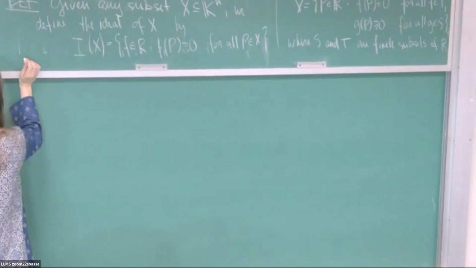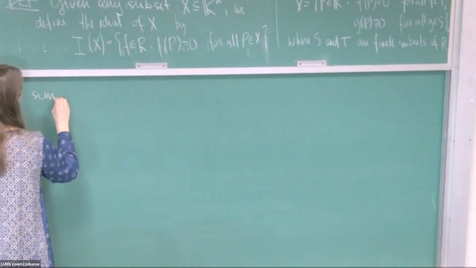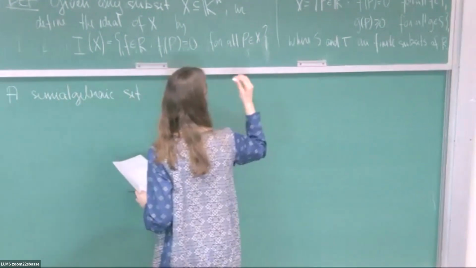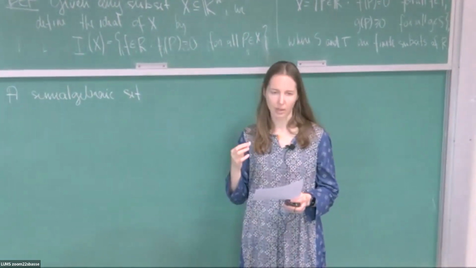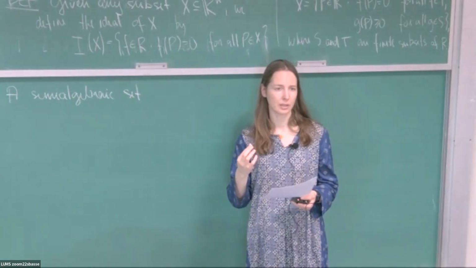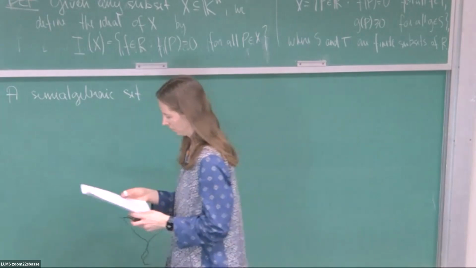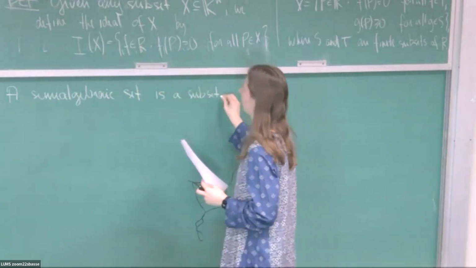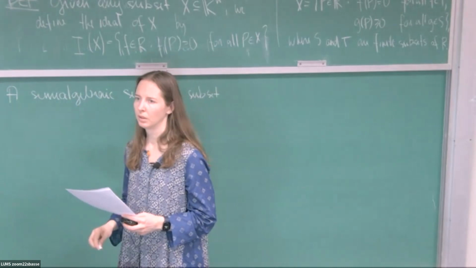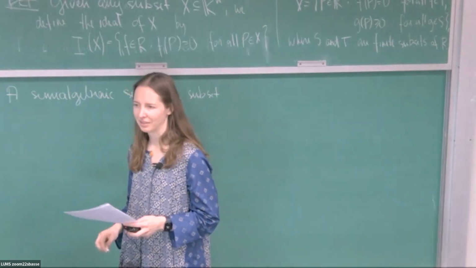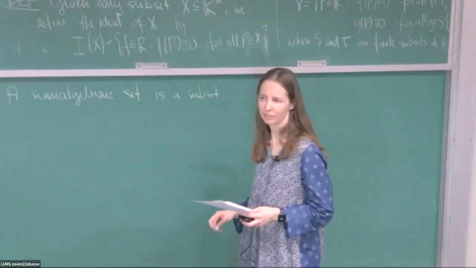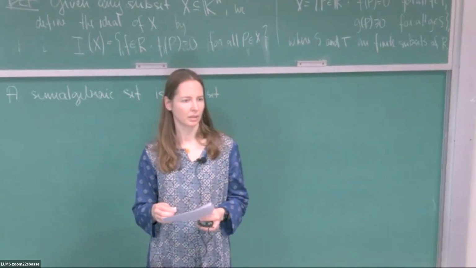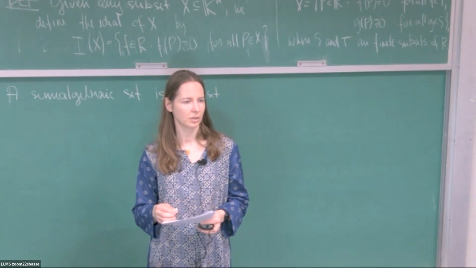And then a semi-algebraic set is obtained from basic semi-algebraic sets by a finite sequence of taking unions, intersections, and complements. So the rationals are not a semi-algebraic set, right? Sorry? The set of all rational numbers is not a semi-algebraic set. Yeah. That's a good example.